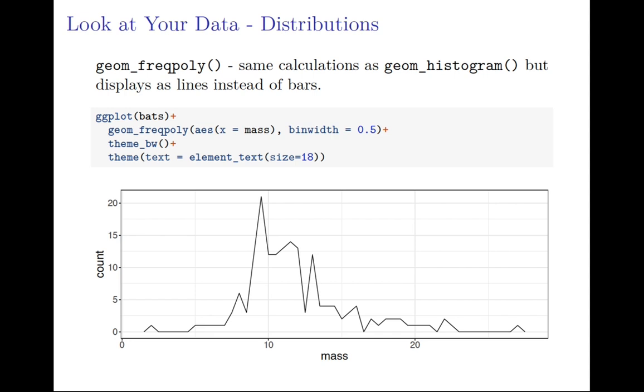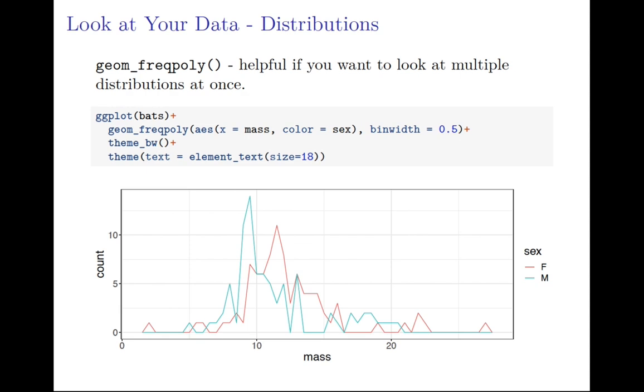geom_freq_poly is the same as geom_histogram, but instead of displaying as bars, it displays your data as a line. So sometimes this can be useful if you have a lot of overlapping categories. So I wanted to point this out. So say you wanted to look at the male and female bats separately. Here we have that in the aes statement as color equals sex. And so here you can see the lines from the freq_poly really overlap, and that can be really useful to look at. If you have a lot of categories, it can be easier to see when you use this freq_poly. But again, it's still based on counts.